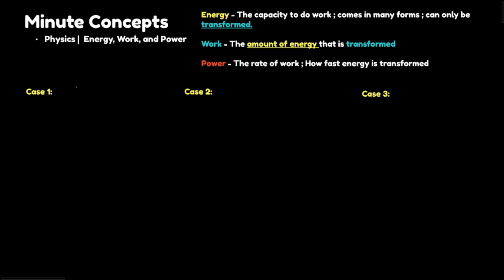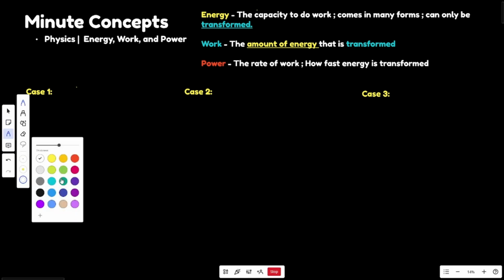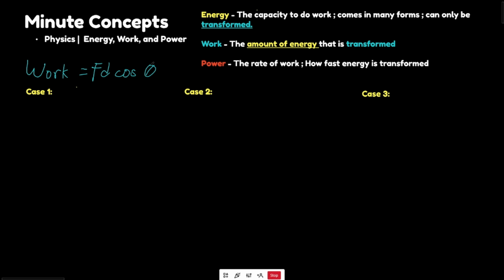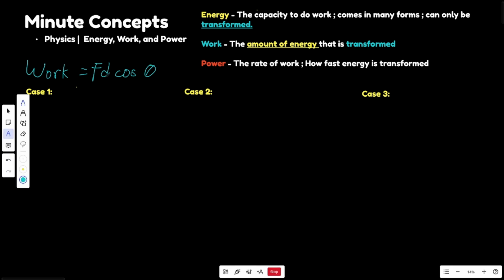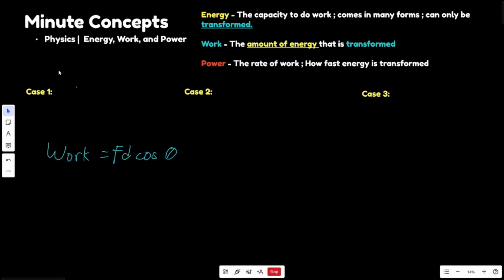So as you can see here on the screen, I put a couple of cases here. However, this is going to be regarding work. So let's put a label here. Work. So work is the amount of energy that is transformed. However, work is also described as F d cosine theta. This is mathematically or algebraically speaking, the formula for work. Now, what does this mean? Before we get into the cases, let's see how this formula can be broken down.